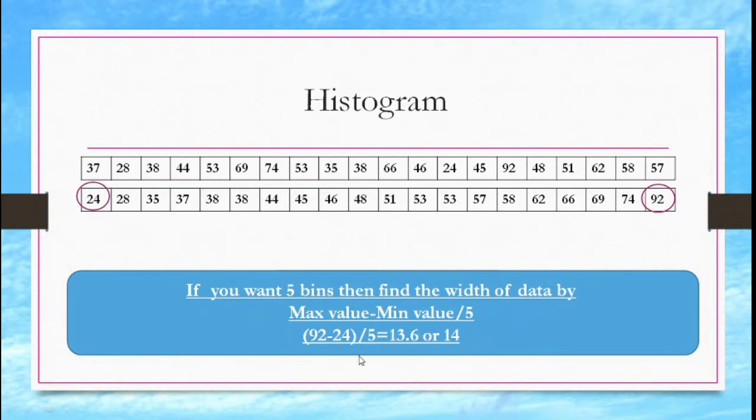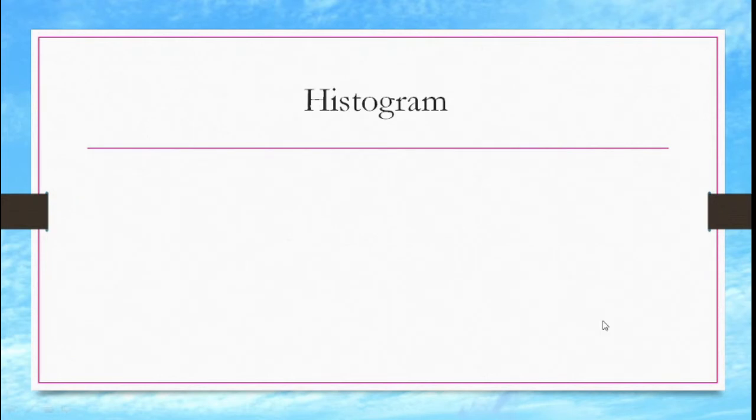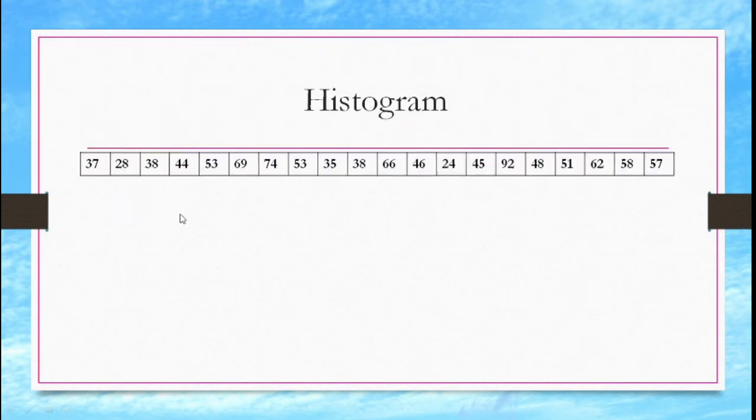Okay, I hope it is clear to everybody. First, find out the values, arrange the values in ascending order, find out the highest value and lowest value, find out the number of bins, number of bars, and divide the maximum value minus the minimum value by the number of bars. Now we got 14, right? So again see the data.